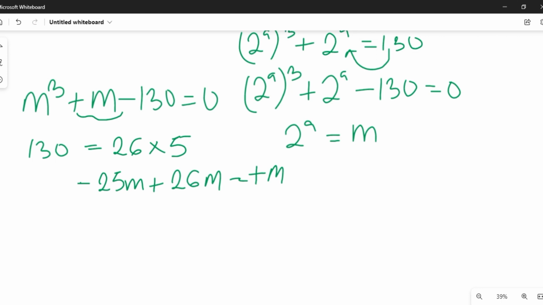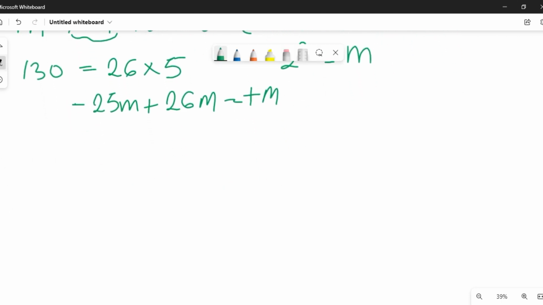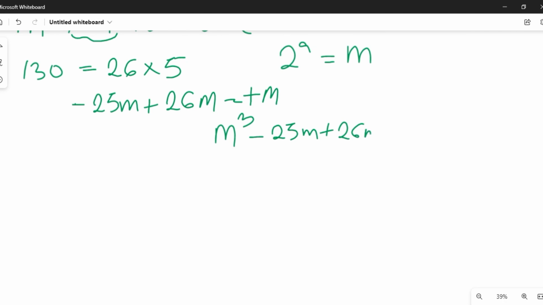So we're going to apply that into this equation. If we apply that into the equation, remember our equation, we have m raised to power 3. Our plus m will now be minus 25m plus 26m, minus 130, and that will be equal to 0.